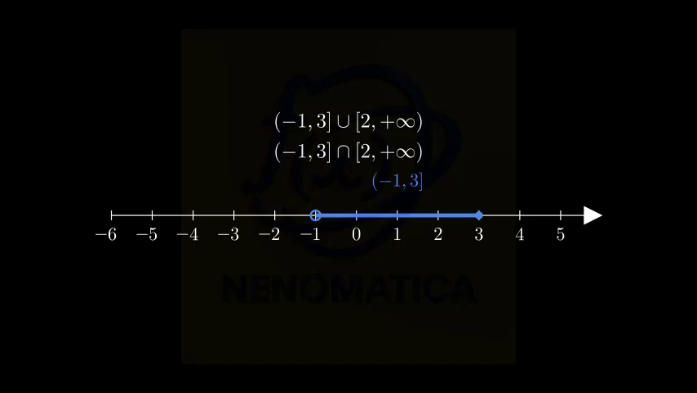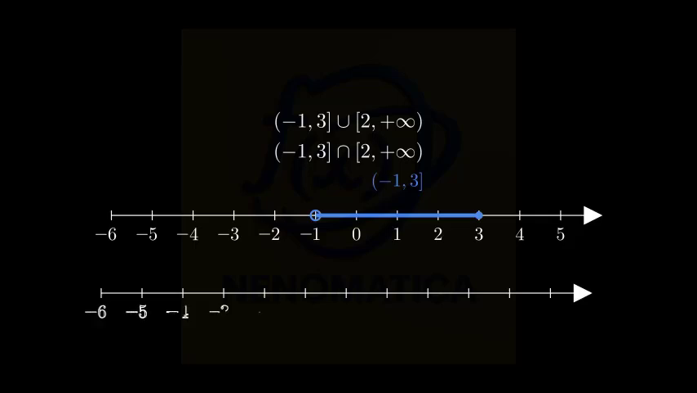We use a parenthesis at -1 to show it's not included and a square bracket at 3 to show it is included. The interval [2, ∞) means all real numbers greater than or equal to 2, going all the way to positive infinity. The square bracket at 2 means 2 is included. Now, let's find the union of these intervals.